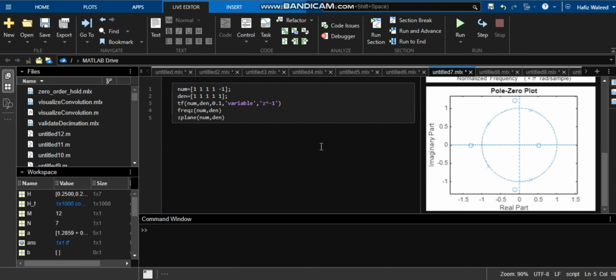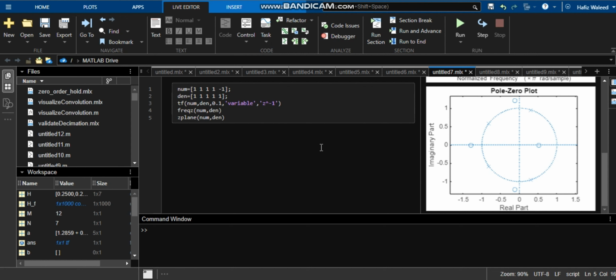In task 7, this code defines a discrete time transfer function in the z domain. The numerator of the transfer function is represented by num, indicating a fourth order polynomial with coefficients. The denominator is given by den 1, 1, 1, 1, 1, representing another fourth order polynomial with coefficients all equal to 1. The code then creates a transfer function model using TF, specifying a sampling period of 0.1 seconds and utilizing z minus 1 to denote delays.